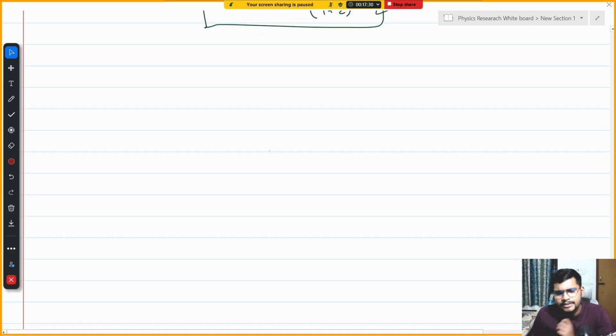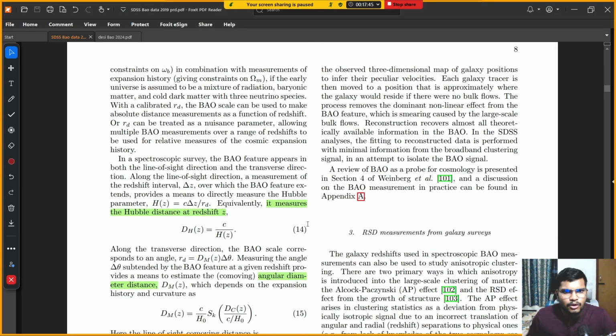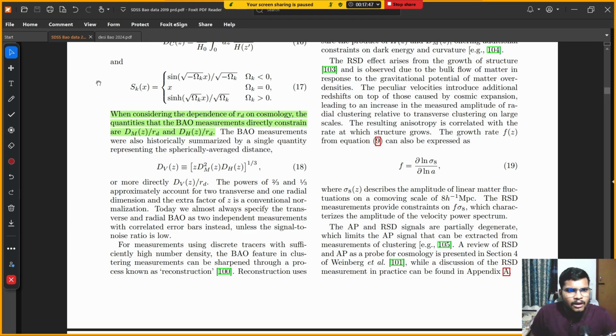Now, thirdly, there is a very simple thing that I'm going to do. Let me first tell you what LambdaCDM is, but before that I have to explain what dV over rd is. Let's get back to our same analysis, because sometimes I forget. Over here you can see that BAO measurements were also historically summarized by a single quantity representing the spherically averaged distance, which contains z, dM squared of z, and dH to the power 1 by 3.